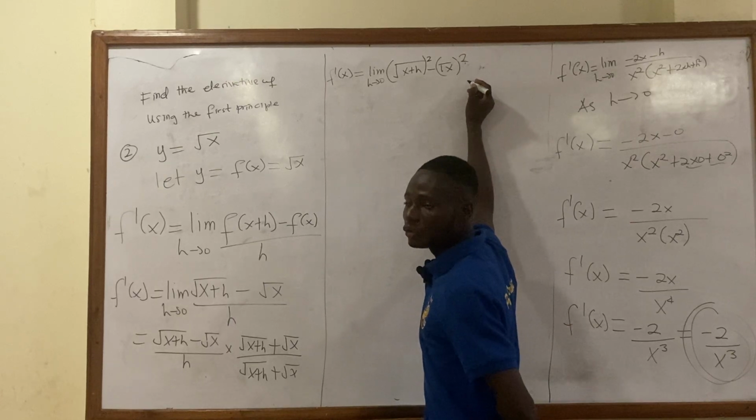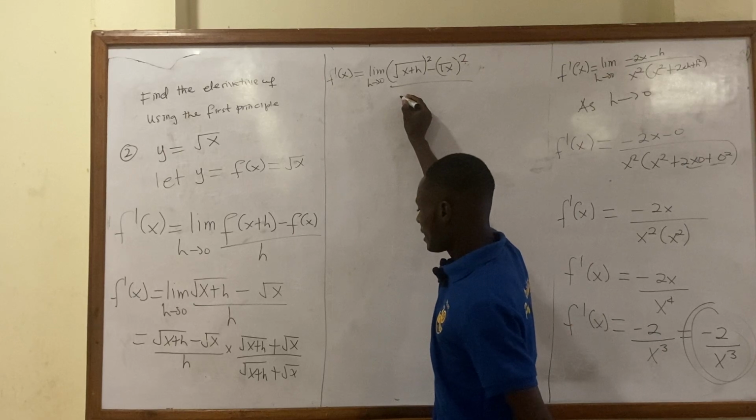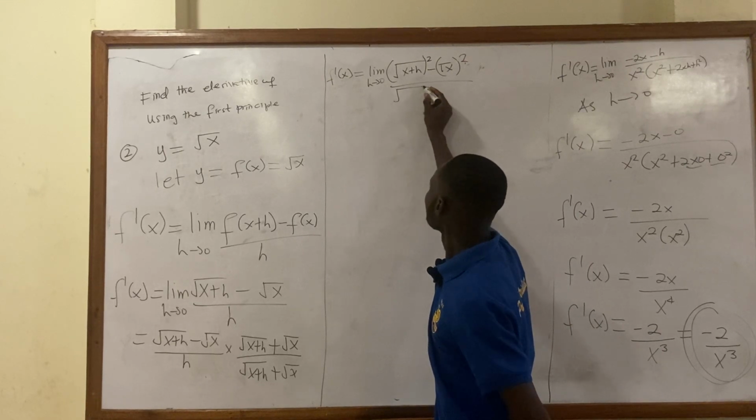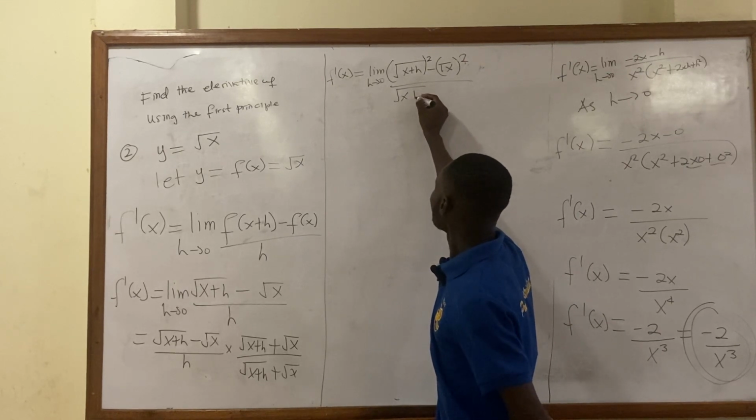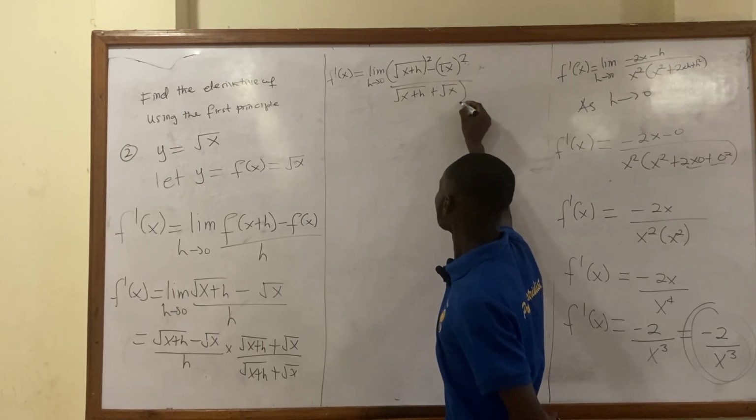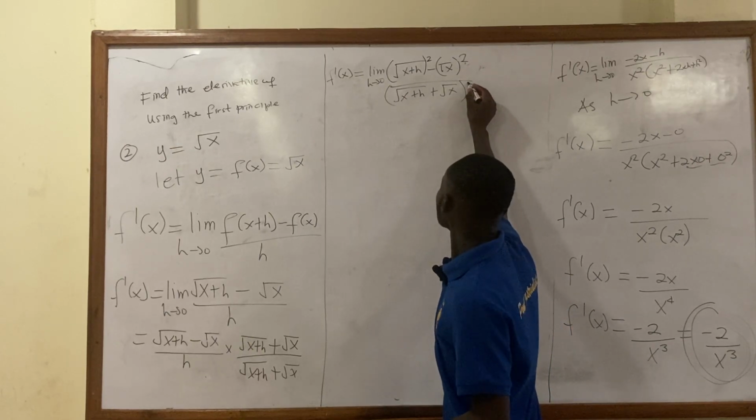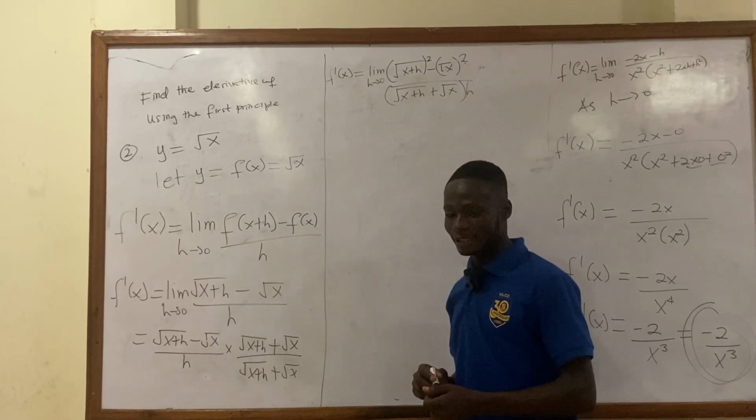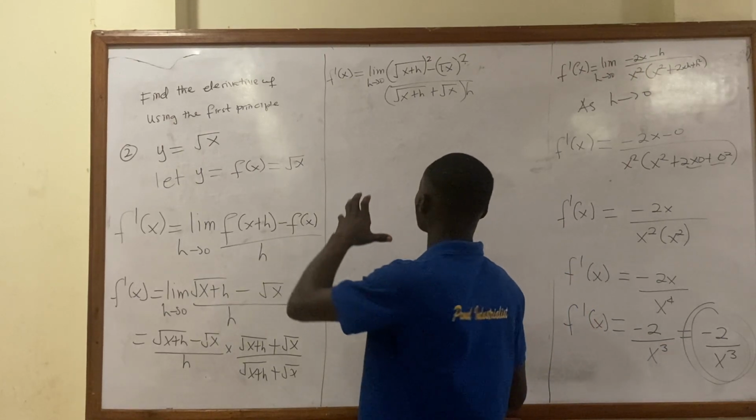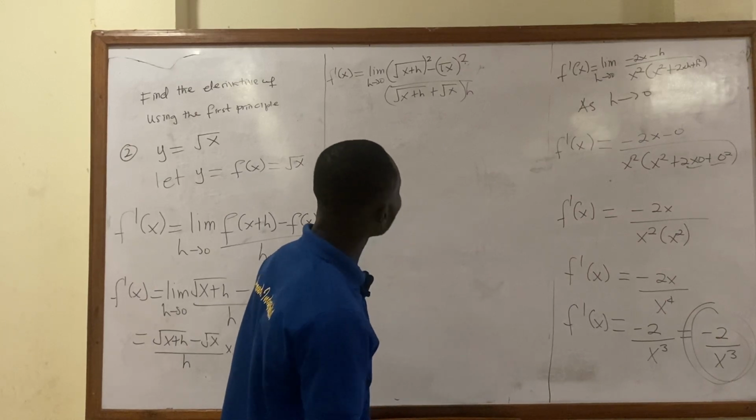This all squared, all right? So from here, over root of x plus h plus root of x, all right? So from here, we do our necessary simplification.